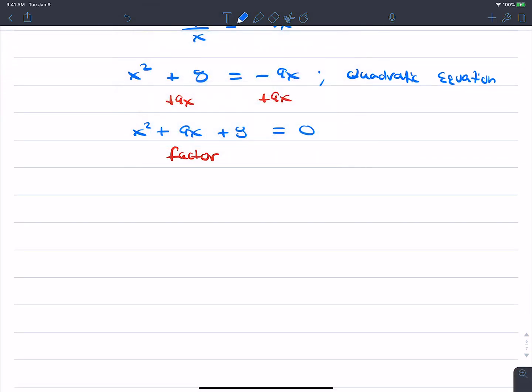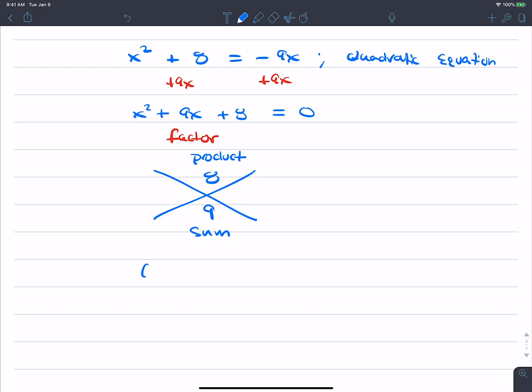So didn't we do a lot of work with factoring, by the way? Say yes. The product is 8. And the sum is what? 9. So I need two numbers multiplied together whose product is 8, whose sum is 9, because what's the story? We're factoring. So what are the numbers? 8 and 1. 8, 1. Okay, so this is plus 8, plus 1. Is that true?